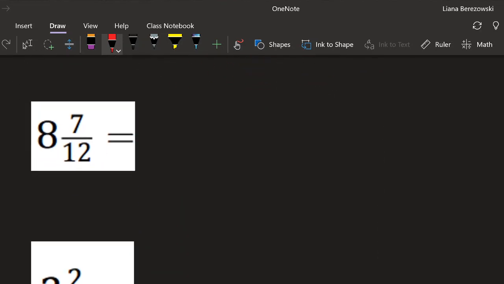Okay. Let's try another one. So see how these are a lot simpler, right? There's just 3 steps. So first thing we want to do, take our whole number and multiply it by our denominator. So we're going to do 8 times 12, okay? So 8 times 12 is going to give us 96.